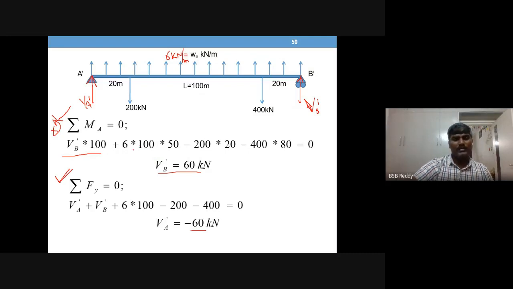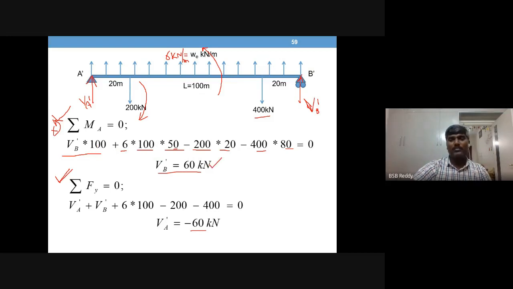So taking moment at A equal to 0, VB upward, I have assumed an upward reaction, into 100. Considering anti-clockwise positive, I have noted it here. This is also an anti-clockwise moment from UDL, so 6 into 100 into the distance 50. And these are all clockwise, so minus: 200 into distance 20 and 400 into 80, is equal to 0. So that will give you VB dash is equal to 60 kilonewton.